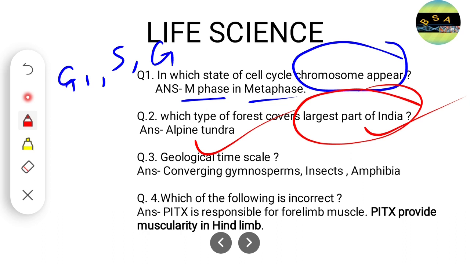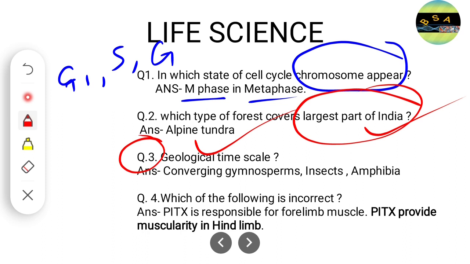Now another question mainly came from the geological time scale. After a long time we are getting a question on the geological time scale, so that's good news. If you learn that particular time scale, you will definitely get an easy question.